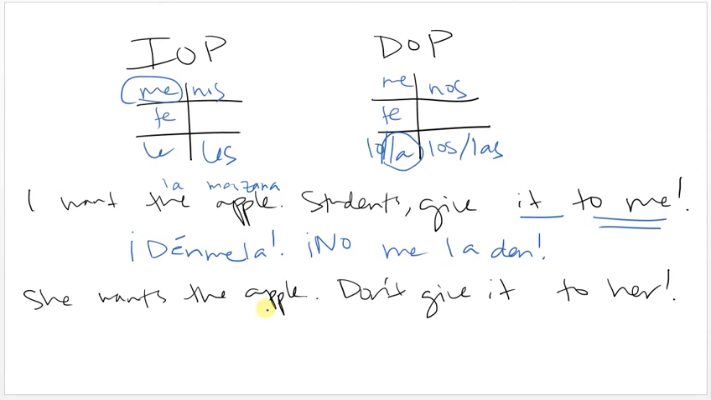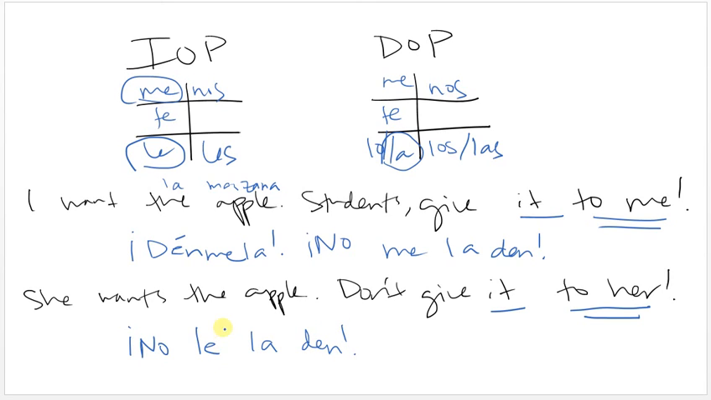Okay, she wants the apple. Don't give it to her. So here, no. I have my direct object, which is it. My indirect object is to her. So my indirect object pronoun is going to be le. My direct object pronoun is still going to be la. So my indirect object pronoun always goes first. So I would say no, le, la, den.